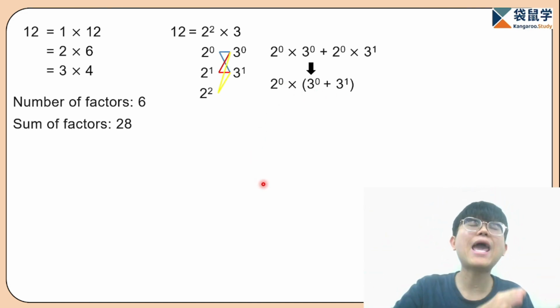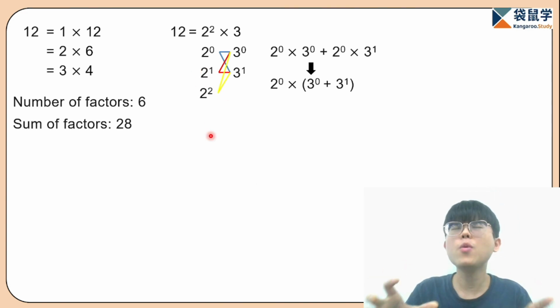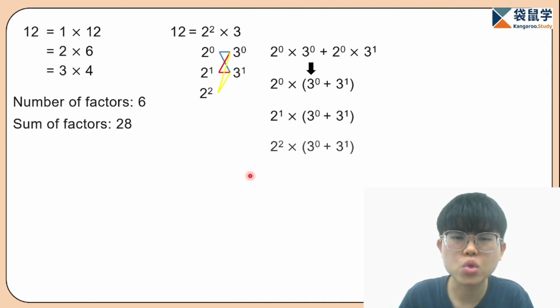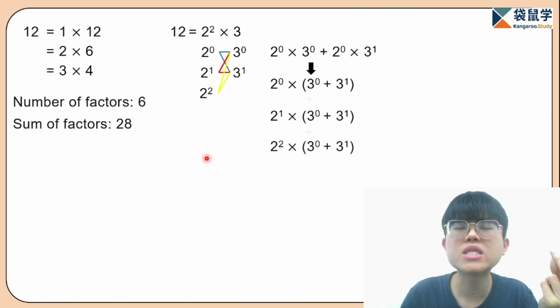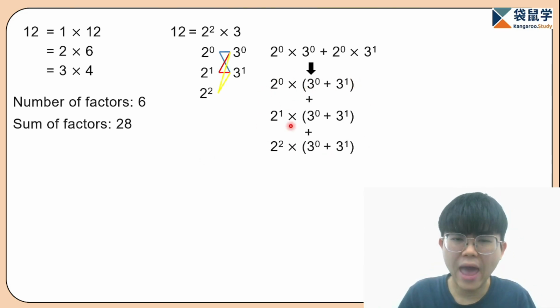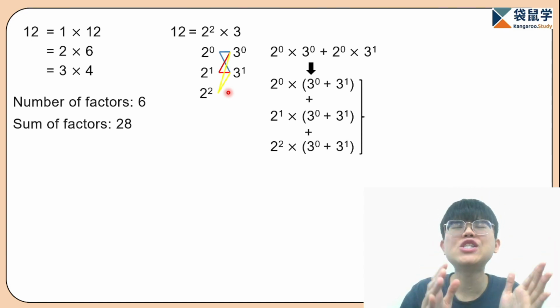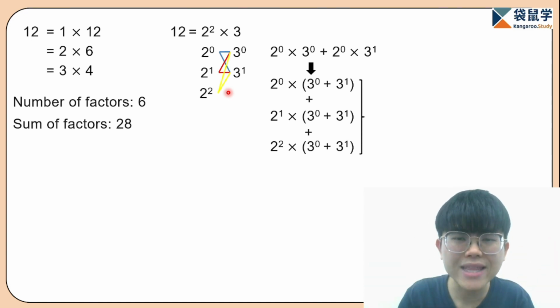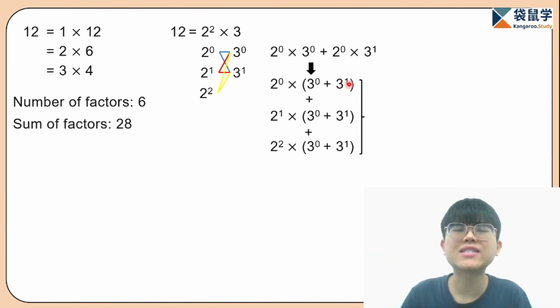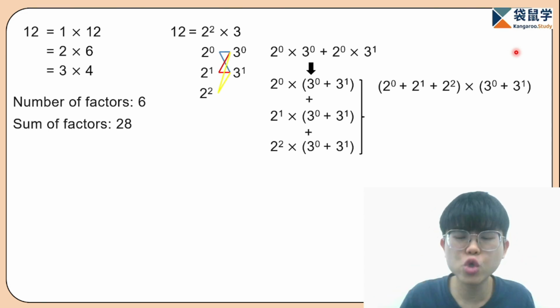And everyone, the same goes for the other prime factor, 2 to the power 1 and also 2 to the power 2. We will also have the same thing, just like this. And the next thing, we just have to sum them up. Now everyone, again, we have multiplication with addition. Again, what can we do? So we can try to extract out the common factor once again. When we extract out the common factor 3 to the power 0 plus 3 to the power 1, we will have these 3 terms summed together, multiplied by 3 to the power 0 plus 3 to the power 1. And now, let's try to calculate this.